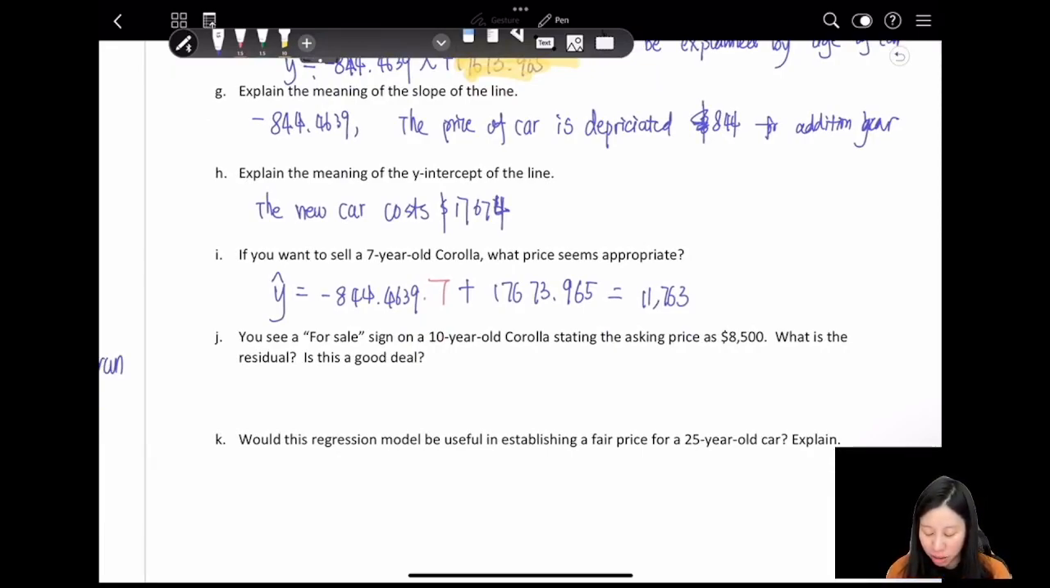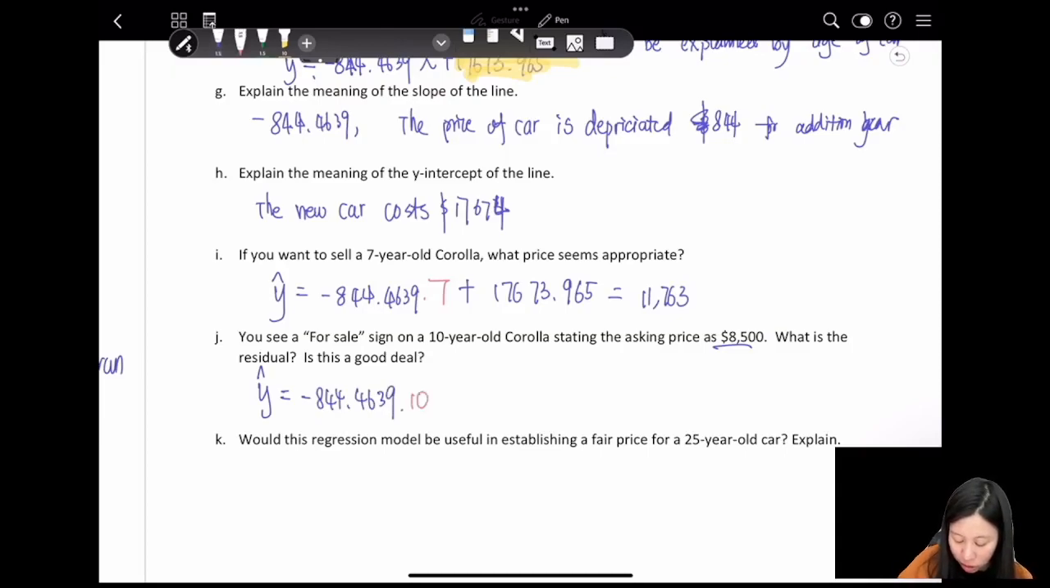Okay, you see a for sale sign on a 10-year-old Corolla, stating that the asking price is 8,500. What is the residual? Is that a good deal? So now let's take a look. This is the observed price, right? So now we need to figure out what our predicted price will be. We use the same model. Instead of times 7, we times 10 because it's 10 years old. So this is equal to 9,229. So the predicted price is about 9,000, but they're selling it at 8,500.